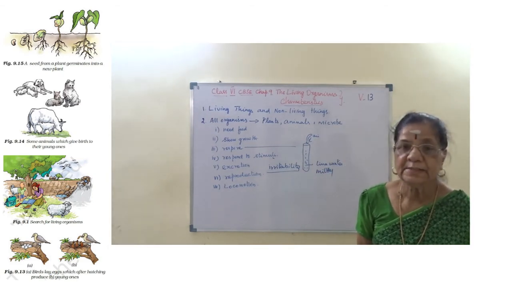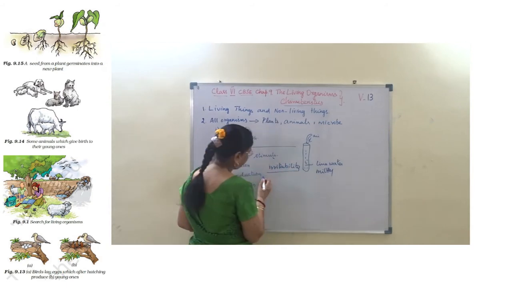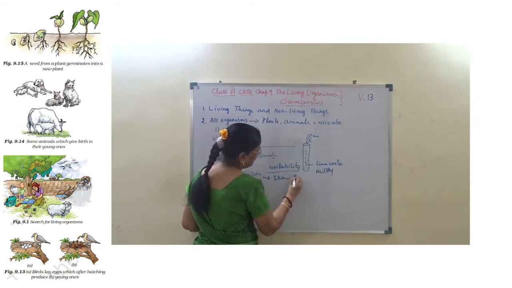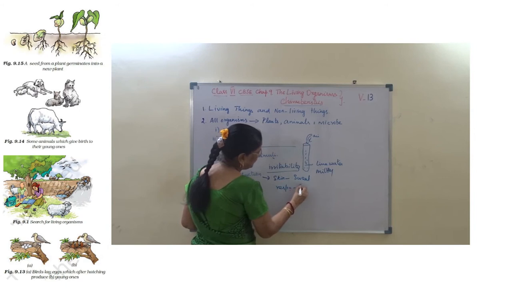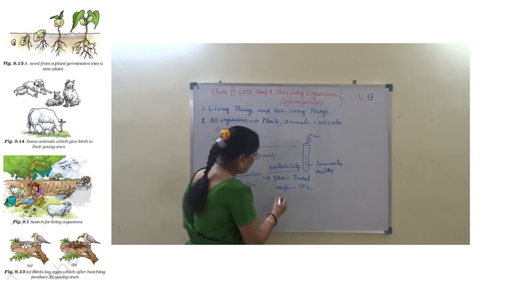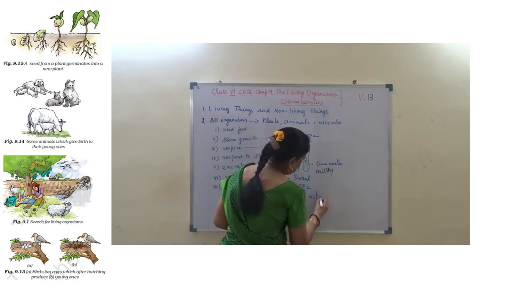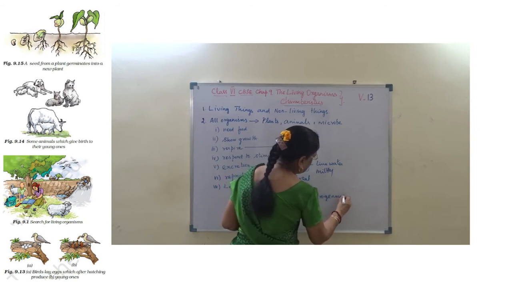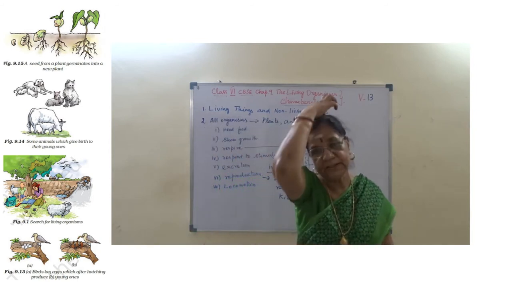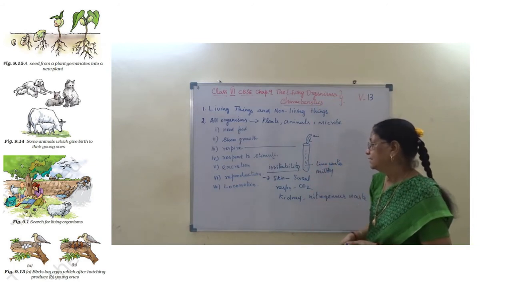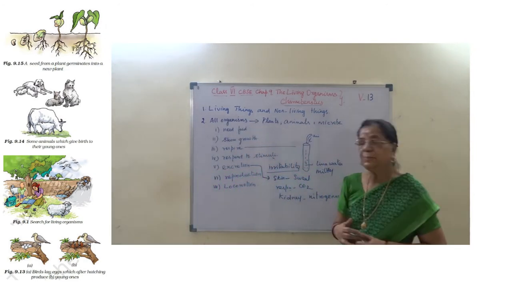The next characteristic: organisms are capable of excretion, as they give out nitrogenous waste. The excretory organs are the skin, which eliminates sweat, and in respiration the carbon dioxide is sent out. The major excretory organ is the kidney, where nitrogenous waste is eliminated in the form of urine. That is excretion.